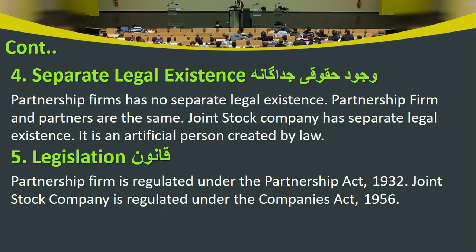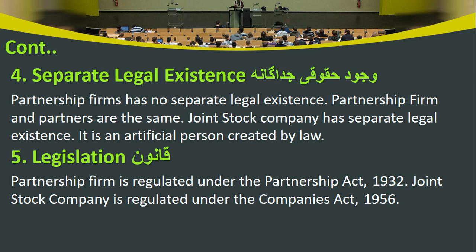Number 5 is legislation. Partnership firm is regulated under the Partnership Act 1932. Joint stock company is regulated under the Companies Act 1956. As I told you before when I was explaining the partnership, the first form of business was sole proprietorship. When people felt the need of promotion and faced managerial problems and capital problems, they opened the second type of business, the partnership. Again, when the business started expanding, people still faced problems, they felt the necessity, then opened a company business.